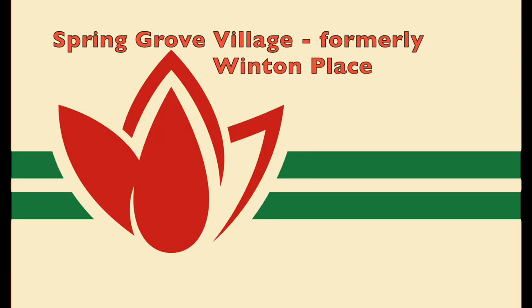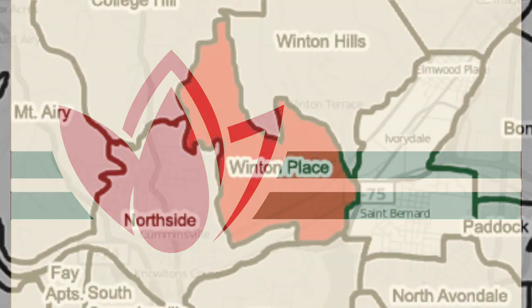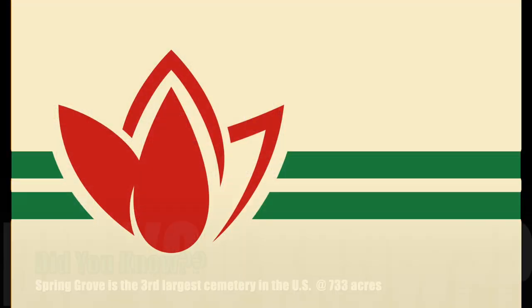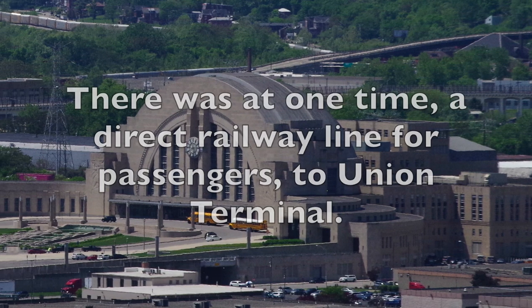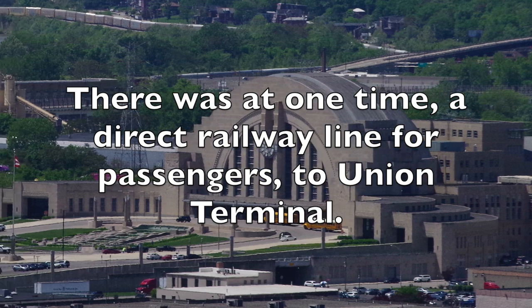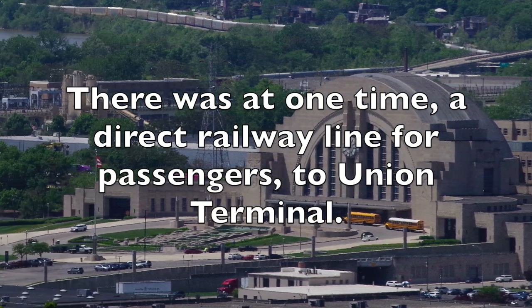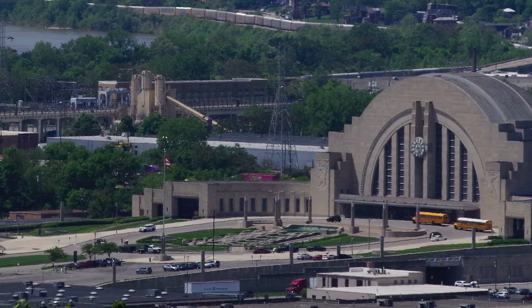Spring Grove Village, formerly known as Winton Place, but had its name changed in 2007. It's a little bit north of Northside, but most notably known for containing Spring Grove Cemetery, which is the third largest cemetery in the U.S. There used to be a direct railway line for passengers from this neighborhood to the Union Terminal.